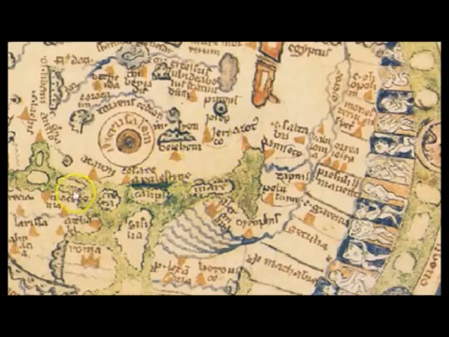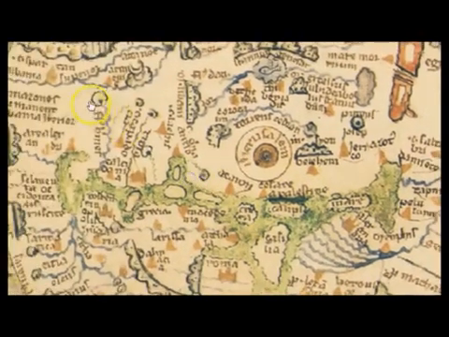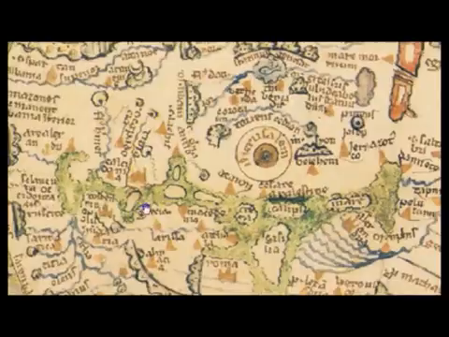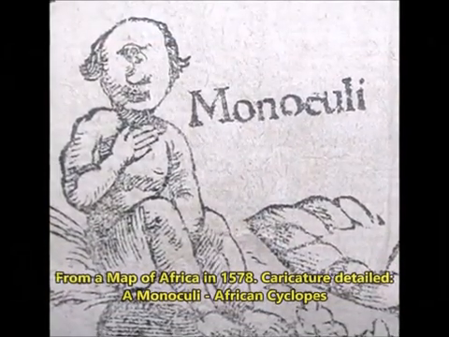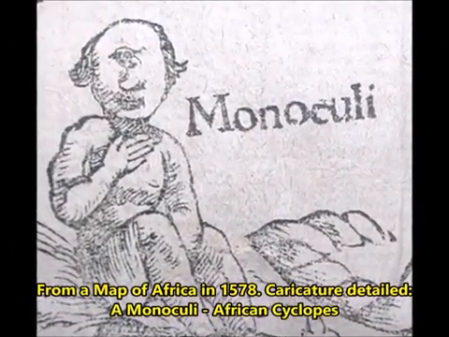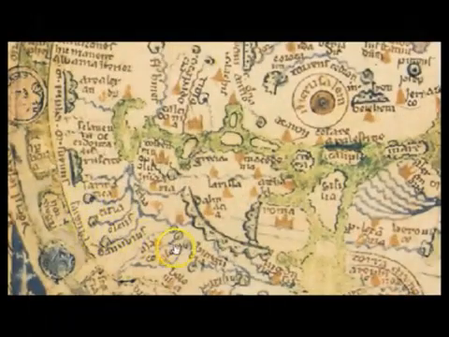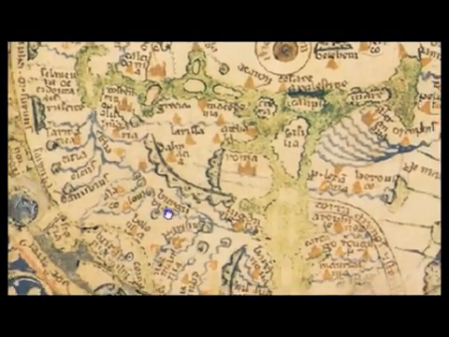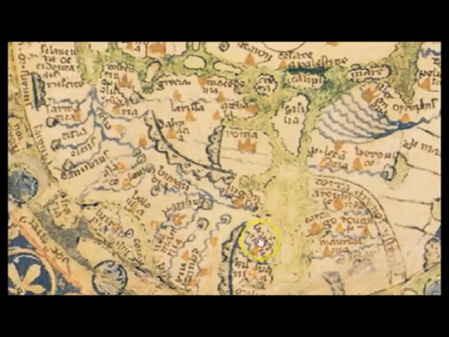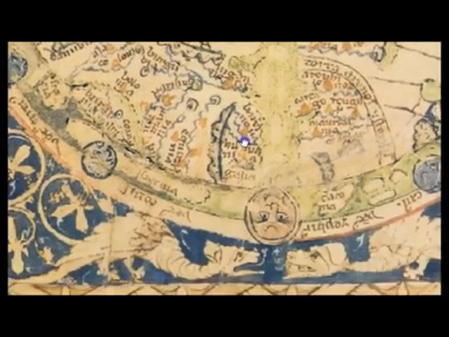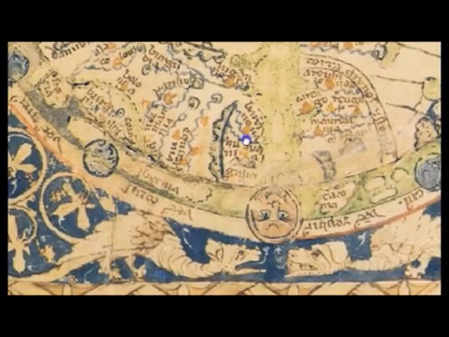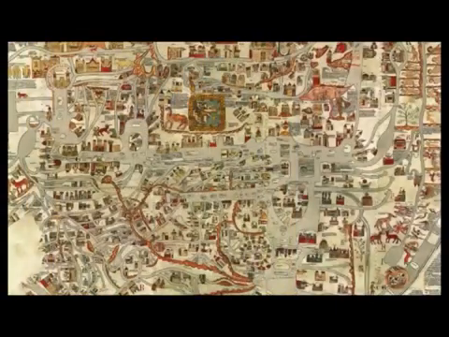What are these little eyes? See the eye here? And an eye there, an eye there, an eye there. Eyeballs all over the place, and rivers that come out from them. There were some very important things. See these dragons? Yeah, these older maps.